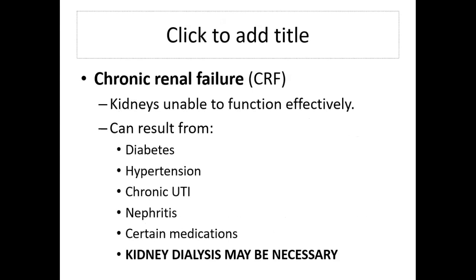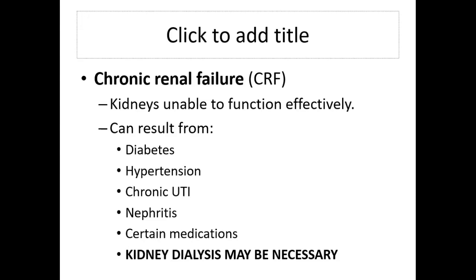Another disorder of the urinary system is chronic renal failure. And this is when the kidneys are unable to function effectively. And this can be a result of other diseases that can damage the kidneys. We talked about diabetes and about how there's all these little small vessels and capillaries that feed the kidneys, and the high blood sugars can damage those.